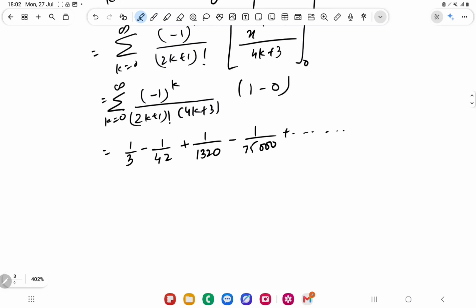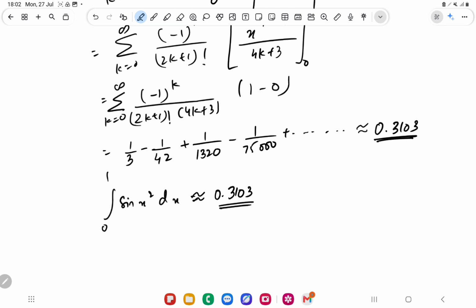Now if you use your GDC and you directly see the integration of sin x square dx, you will approximately see the answer as this. And when you add all this, its answer is almost the same. It means that by using technology and by using Maclaurin, we are getting the same answer.